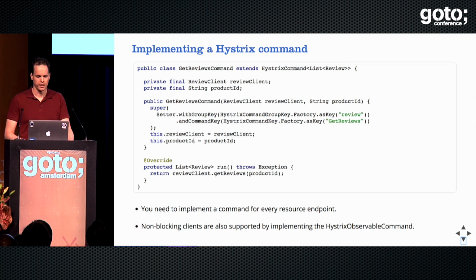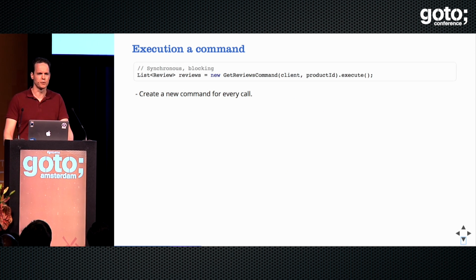So you do this for every endpoint, not one command for a whole service, no, for every endpoint. And if you want to do this in a non-blocking style, because this is blocking, then you can implement the Hystrix observable command, but I'm not going to look at that as well. There's a lot of good documentation on there, so you can take a look yourself.